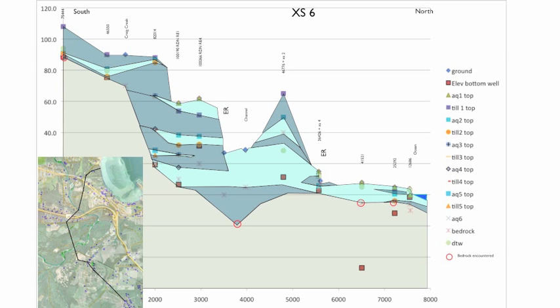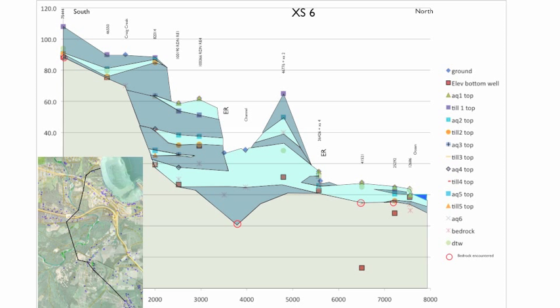The first cross section is oriented south to north and is approximately 8 kilometers long. The distance is presented at the bottom of the slides with the distance indicated in meters. The y-axis presents the elevation in meters above sea level. As you can see, the Y scale is exaggerated in order to really show the thickness of the deposits.